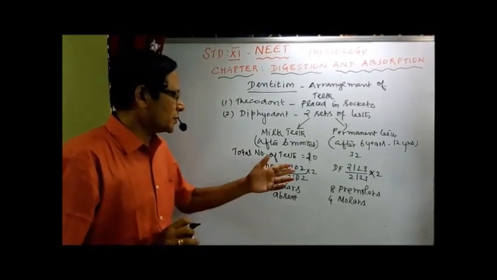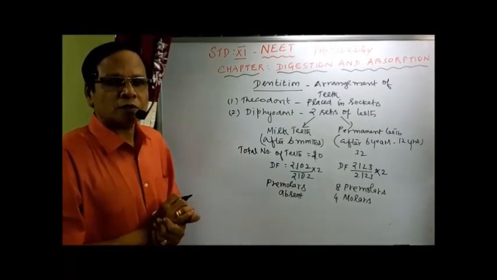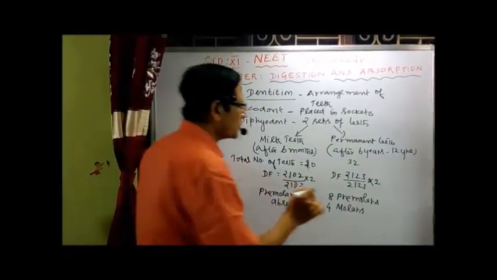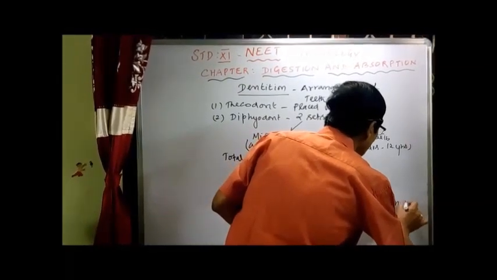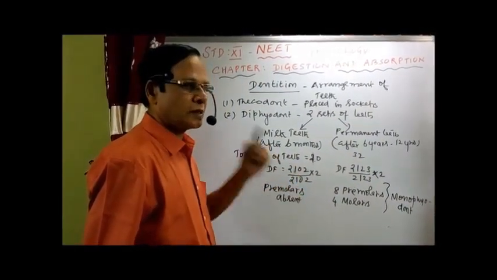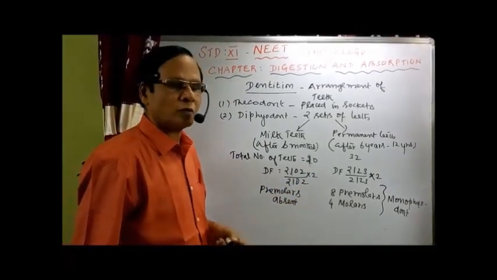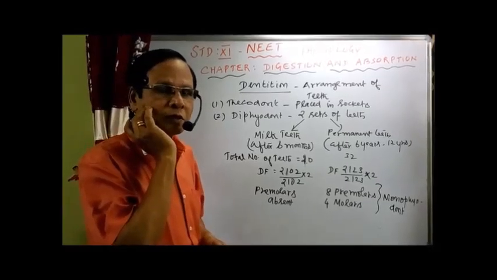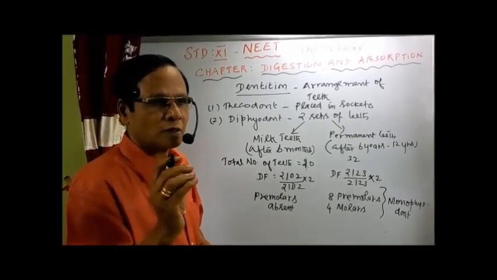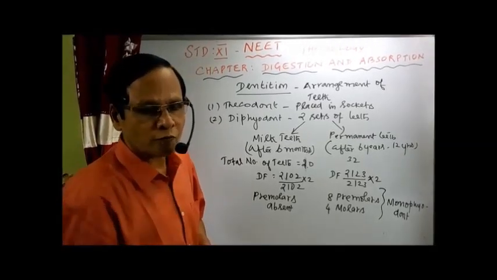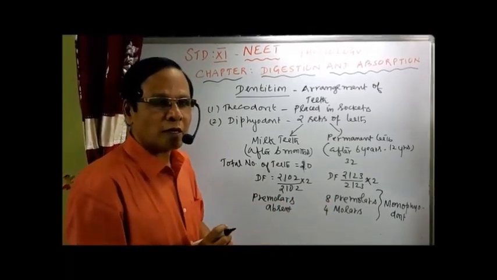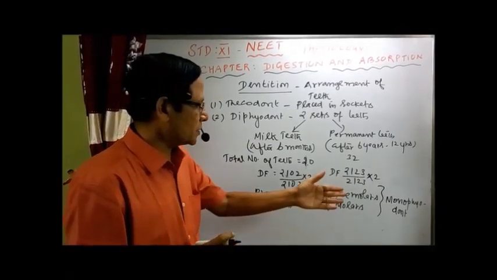The 8 premolars are formed only once, and also the last molar, which is called the wisdom tooth, is formed only once. The 8 premolars and 4 molars are called monophyodont; they are formed only once. We normally have 3 molars on each half, all together 12. The last molar, the 3rd molar in each half, is formed only after the age of 18, or we can say between 21 to 25. Such 4 molars are called wisdom teeth, and they are monophyodont.